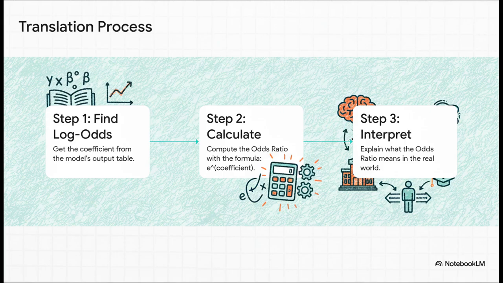First, we find our log odds coefficient in the table. Second, we do a quick calculation to turn it into something called an odds ratio. And finally, we just have to interpret what that odds ratio actually means for our students.